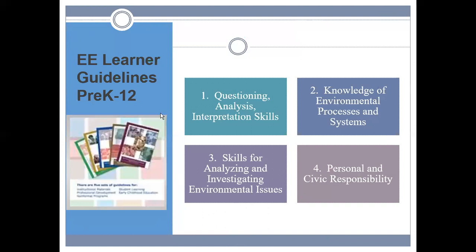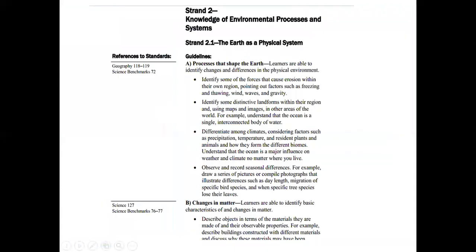So questioning, analysis, and interpretation skills. Oh, I apologize. Before we dig into that, let me just show you what the guidelines look like in their current form. You can see the strand is at the top. And then they're generally broken down into a couple of sub-strands. You can see here, knowledge of environmental processes and systems. We've got the Earth as a physical system. The next one is the Earth as a living system. So breaking it into a little smaller buckets.